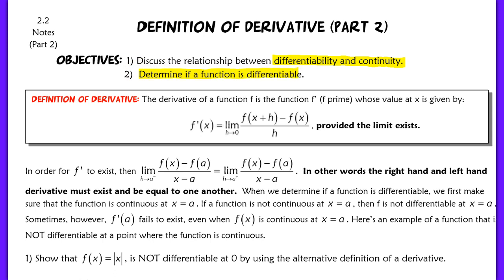Yesterday we worked on finding the derivative of a function, but what we're going to see today is that not every function is going to be differentiable at every value of x in its domain. So sometimes a function fails to be differentiable.